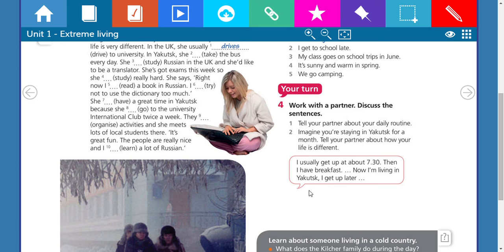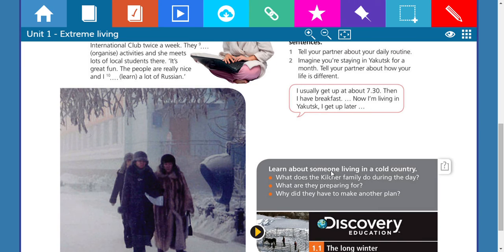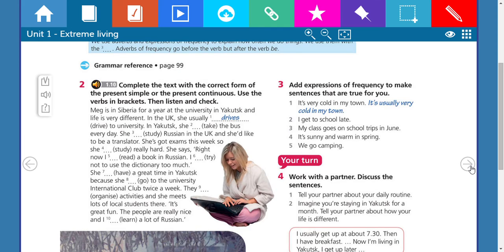Here in Cañete, you play soccer. In Yakutsk, you play kili. Here in Cañete, you eat sopa seca. In Yakutsk, no. That's the idea. Let's continue.